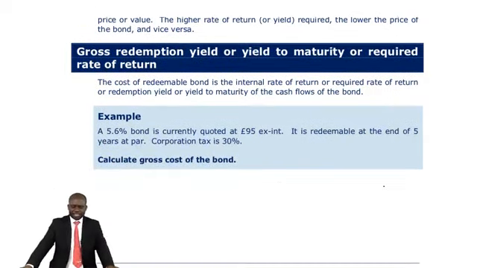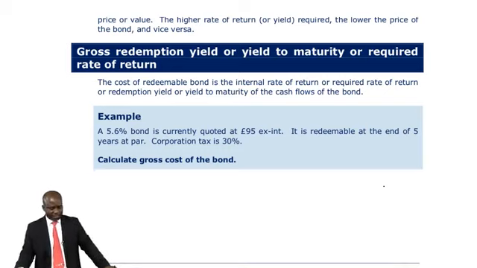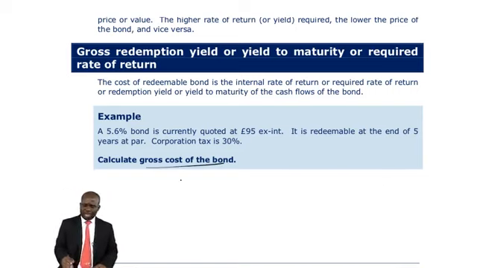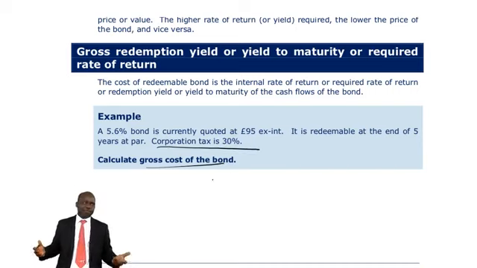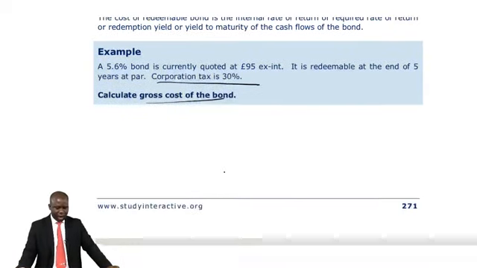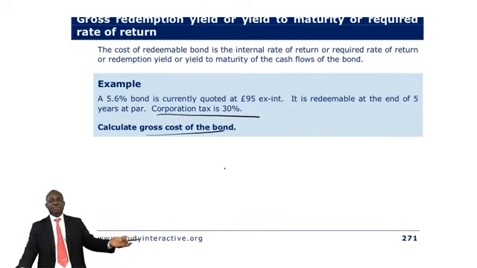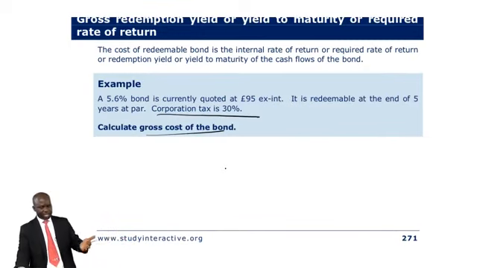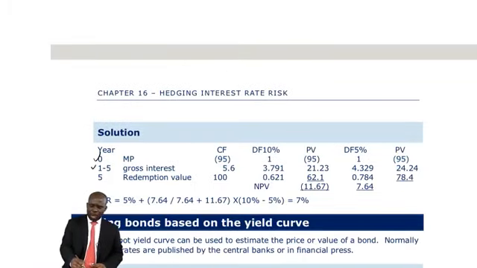A 5.6% bond is currently quoted at 95 ex-interest. It is redeemable at the end of 5 years at par. Corporation tax is 30%. Calculate gross cost of debt. Because they want gross cost of debt, this tax figure, I don't need it because the question specifically says what? Gross. So what will I do? To calculate the internal rate of return, I need my what? Cash flows, number of years. So the debt is for how many years? 5 years. So I open year 0, 1 to 5 and 5.